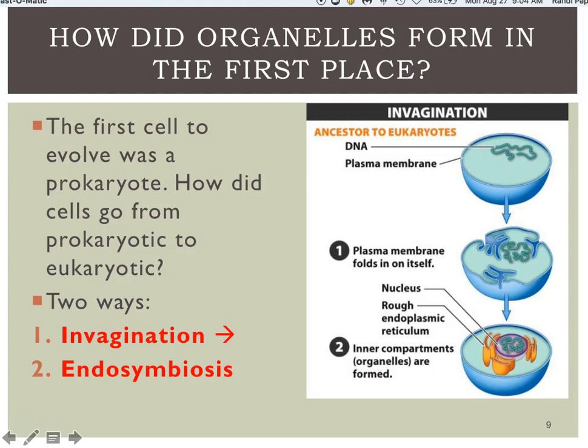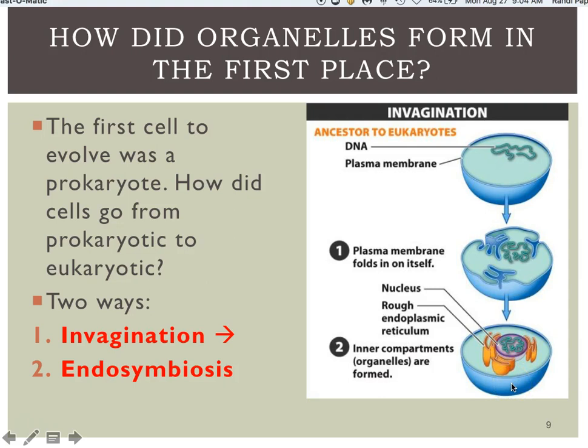The first way is called invagination. Invagination is simply when the plasma membrane folds in on itself, and that's actually fairly common. We'll talk a little bit later about exocytosis and endocytosis. What we think happened is that the plasma membrane folded in and maybe surrounded the structures inside the cell, and then you get a nucleus. It is true that the membrane that surrounds the nucleus is the same type of membrane that exists in the plasma membrane.